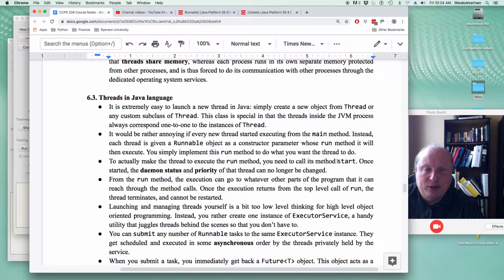Then you tell the thread object to start, and it makes a top-level call to the run method of the Runnable object that you gave it, and it keeps going wherever it goes from there. Should the execution return from your top-level run call, that's when the Java virtual machine terminates the thread. The thread object still continues to exist as long as you have live references to it, but the underlying thread is gone. If you want more execution, you have to create a new thread yourself.